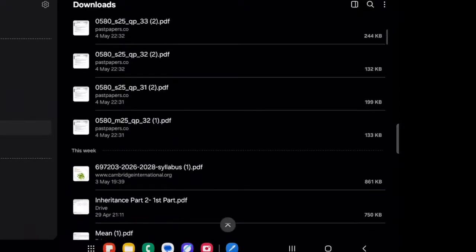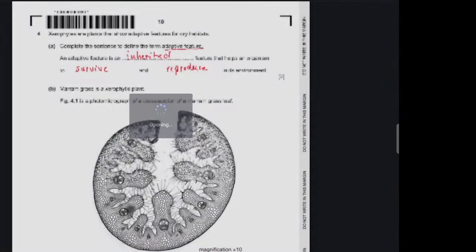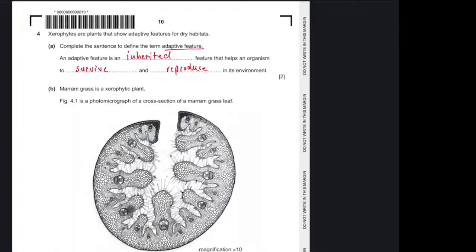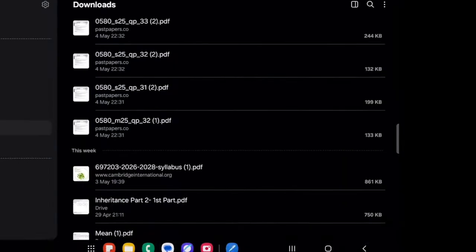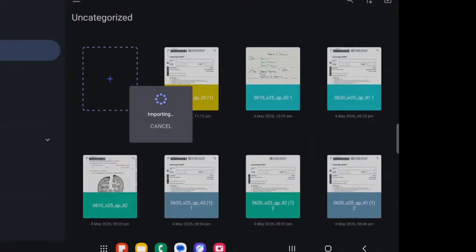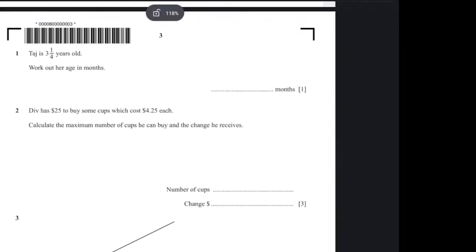So we are going to go through 2025 papers, okay? So we start with the February March paper. Look at it. This is the first one, February March 2025, okay?